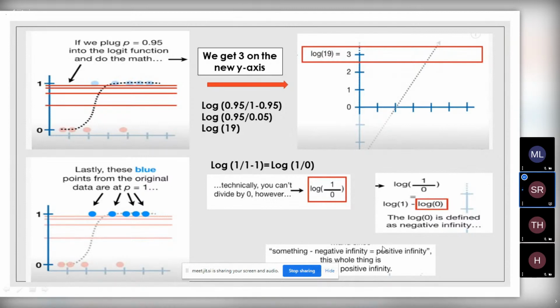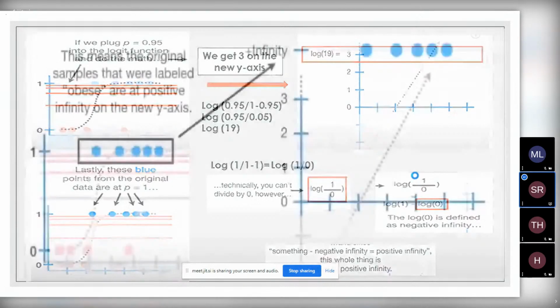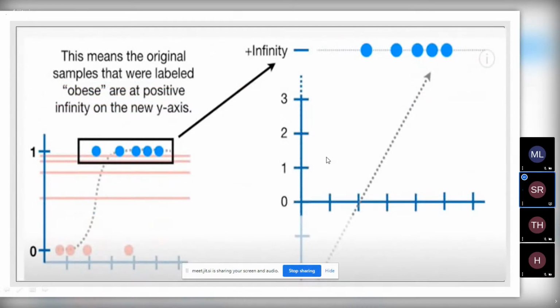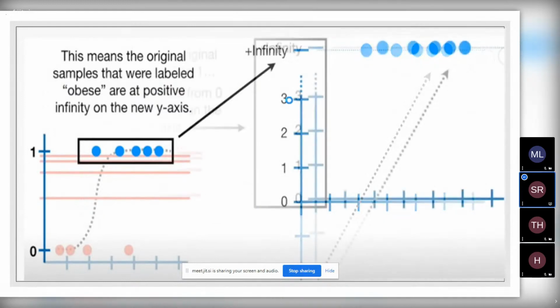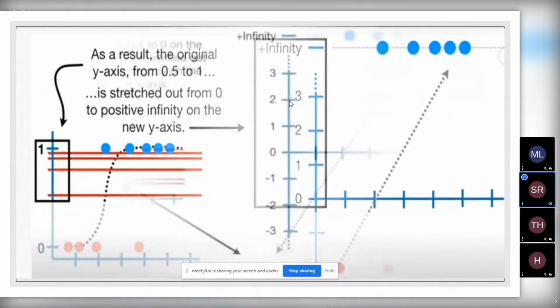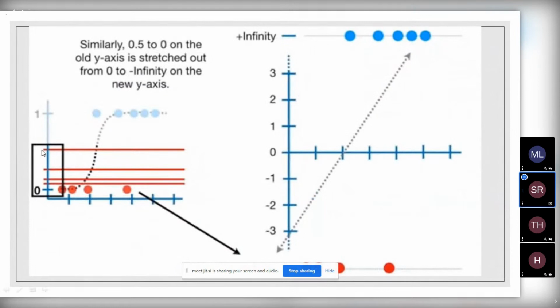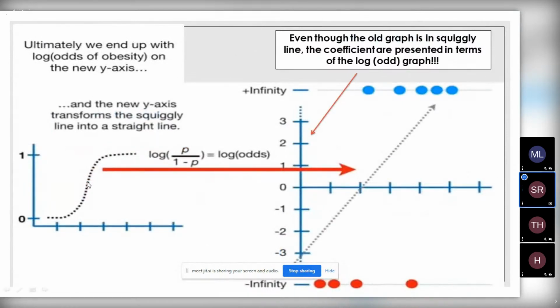Any number we minus the negative infinity, we get the positive infinity. So from here, we get our new line from 0.5 probability to 1. We get 0 to positive infinity. And then we do the same thing with probability from 0.5 to 0, and we get a new y-axis from 0 to negative infinity. So from this probability line, we transform using log odds, and we get a new y-axis from positive infinity to negative infinity.